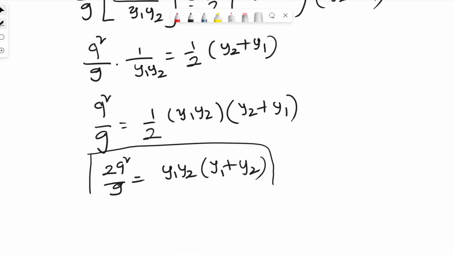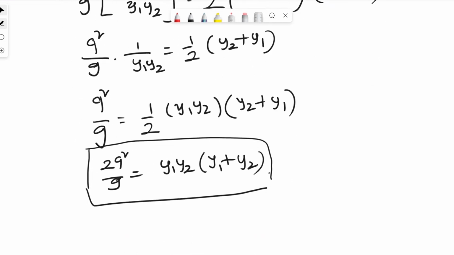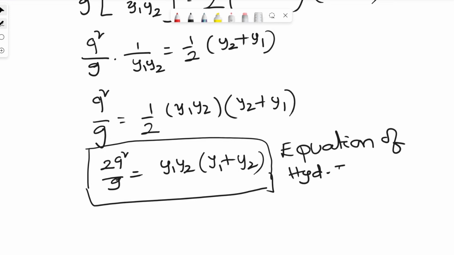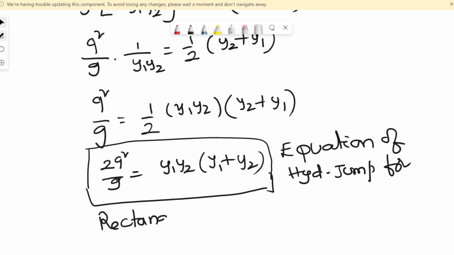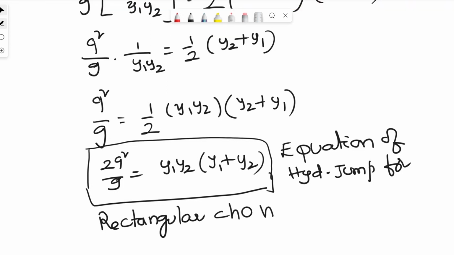So this is the equation of hydraulic jump for rectangular channels. You can ask what is the use of this equation, sir?